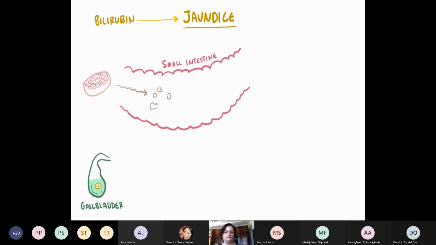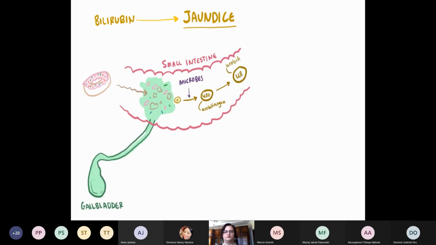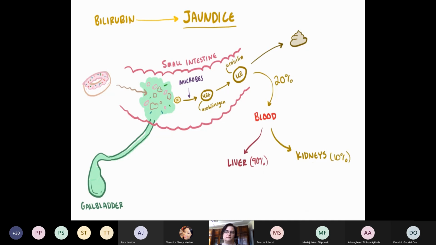Now, when you eat a donut or something, your gallbladder secretes the bile, which has the conjugated bilirubin in it, and it moves through the common bile duct to the duodenum, the small intestine, and is converted into urobilinogen, or UBG, by intestinal microbes in the gut. Now it undergoes spontaneous oxidation and turns into urobilin, which is excreted and responsible for the brown color of feces. About 20% of that urobilinogen is actually recycled, though. In other words, it doesn't get oxidized and instead gets reabsorbed into the blood and gets sent over to the liver and the kidneys. About 90% of it goes to the liver and 10% goes to the kidneys.